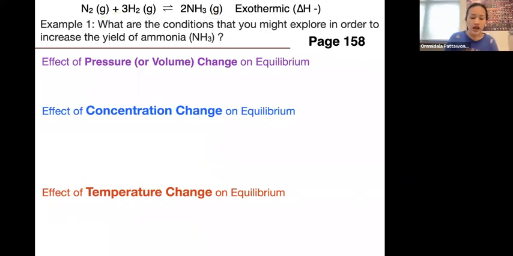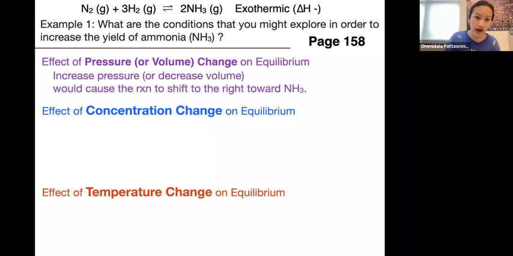If we want the condition to produce more of the product, in this case NH3, what you will need to do in terms of pressure is increase pressure. Because when increasing pressure, the equilibrium would shift toward making more of the product, because the product in this case has fewer moles of gas. So one way for this reaction to produce more of the product is to increase pressure by decreasing the volume.